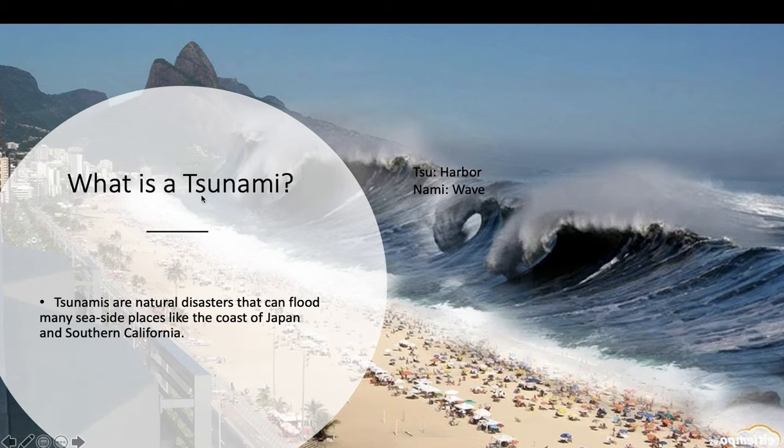And so the name tsunami comes from Japanese. And so tsu in Japanese means harbor, and nami in Japanese means wave. So tsunami means harbor wave.